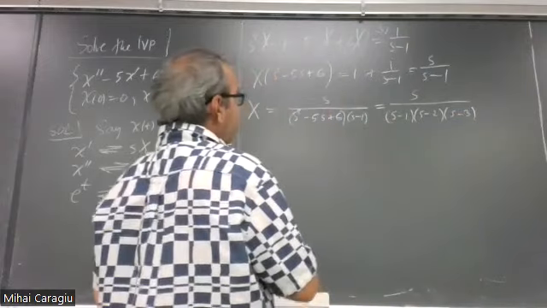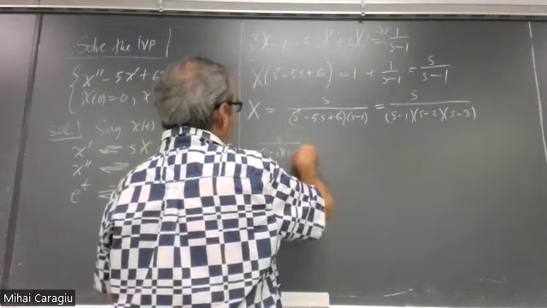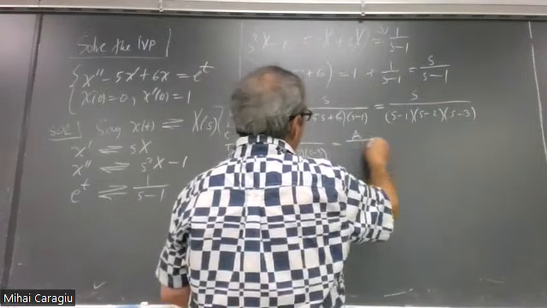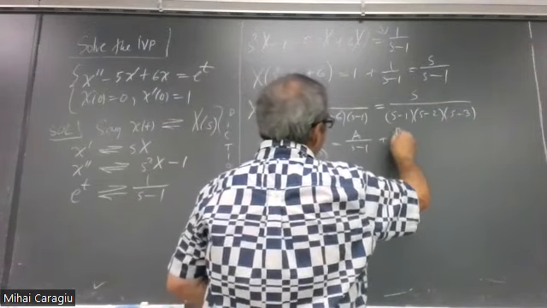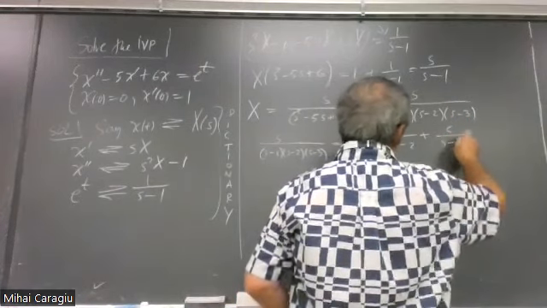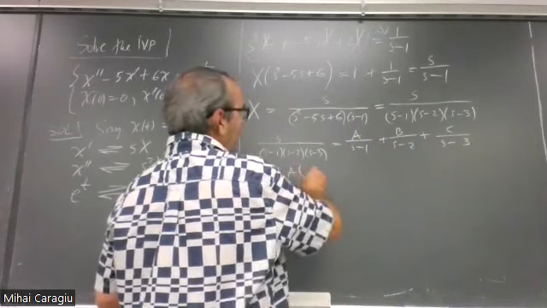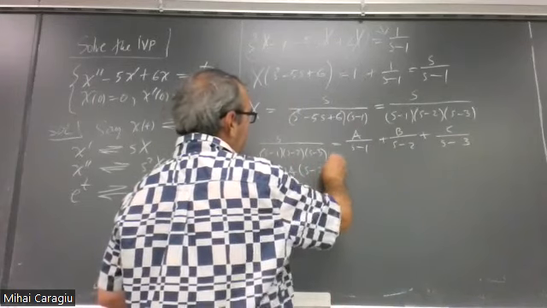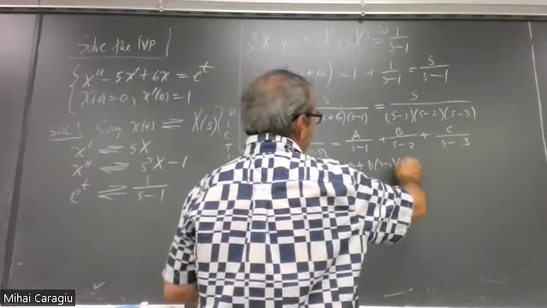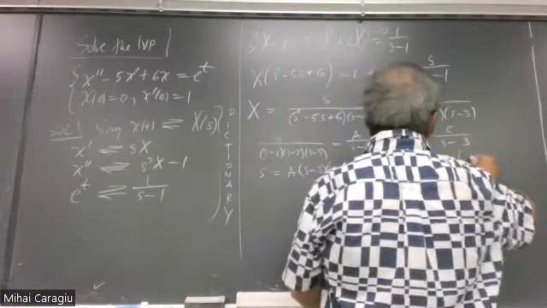Now, partial fractions. S over (s minus 1)(s minus 2)(s minus 3) is A over s minus 1 plus B over s minus 2 plus C over s minus 3. Clear denominators, we get s equals A times (s minus 2)(s minus 3) plus B times (s minus 1)(s minus 3) plus C times (s minus 1)(s minus 2).